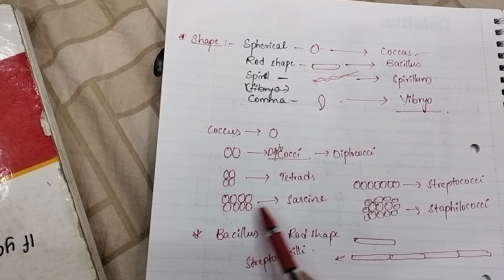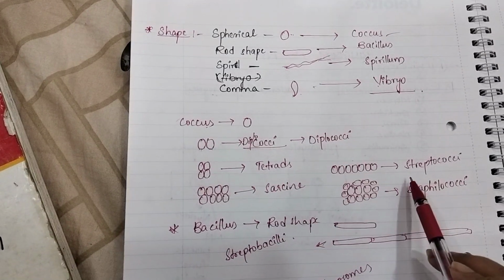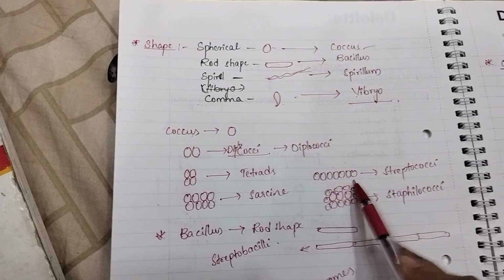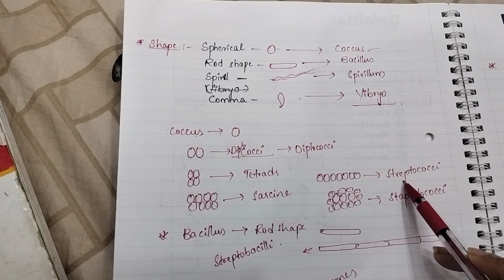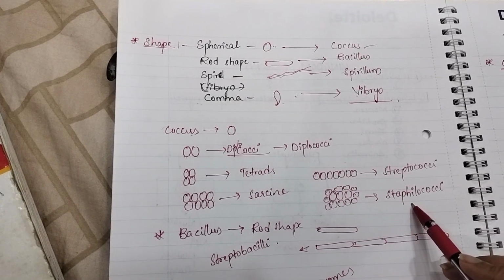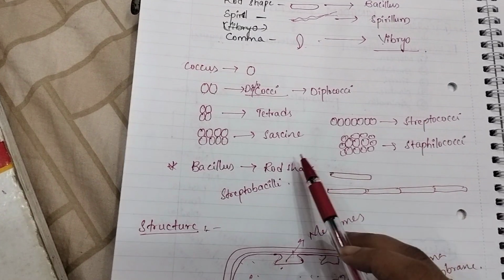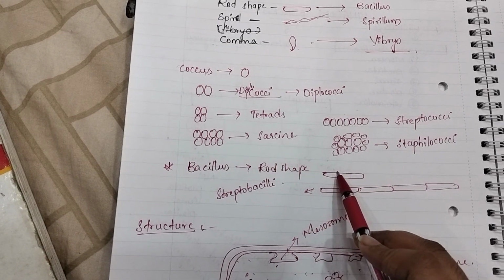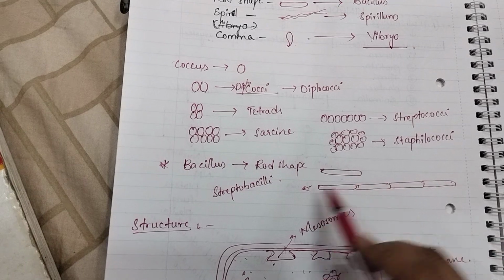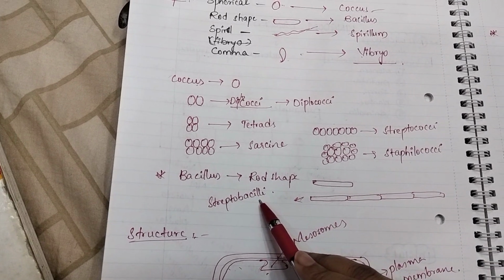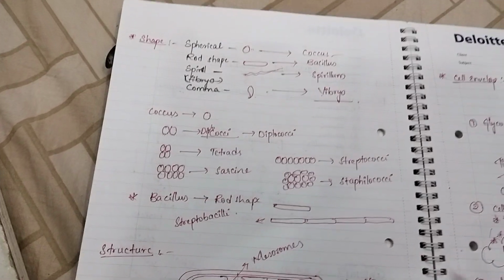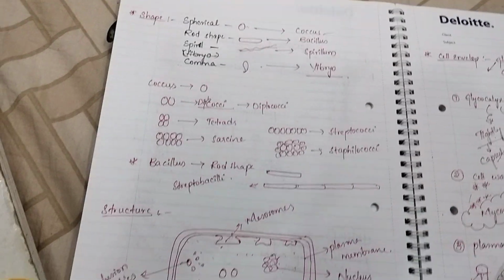If they are eight in number, they are called sarcinae. If they appear in a chain-like arrangement, then they are called streptococci. If they are many in number, then they are called staphylococci. Similarly, bacillus is generally rod shaped. If they are plural and present in a chain-like manner, then they are called streptobacilli. So this is all about the shape of bacteria. These are the terminology you should remember.